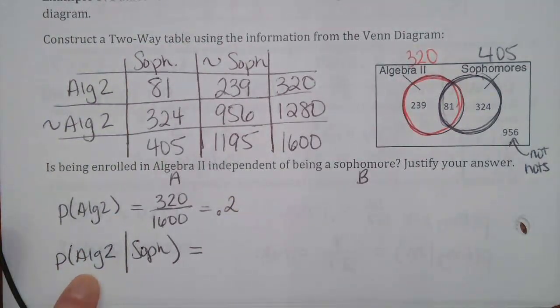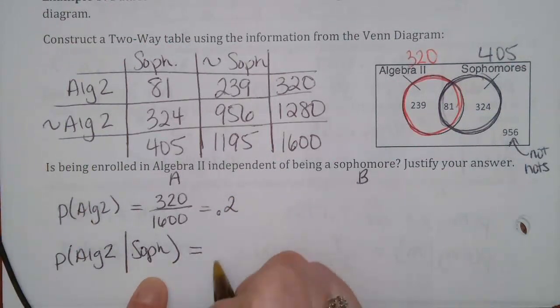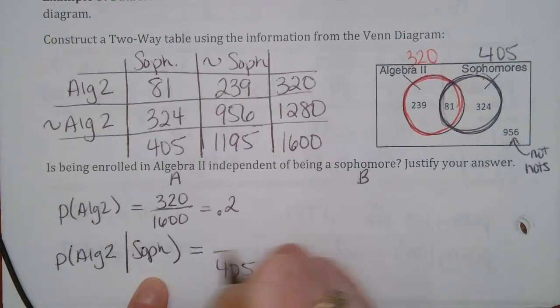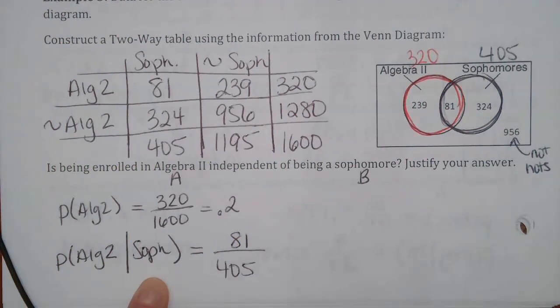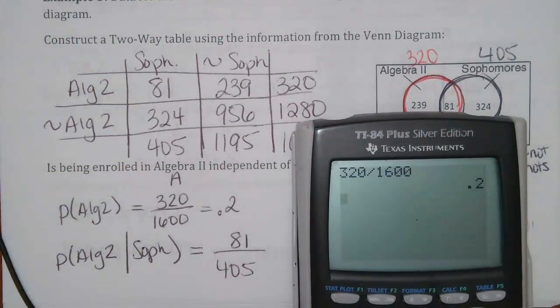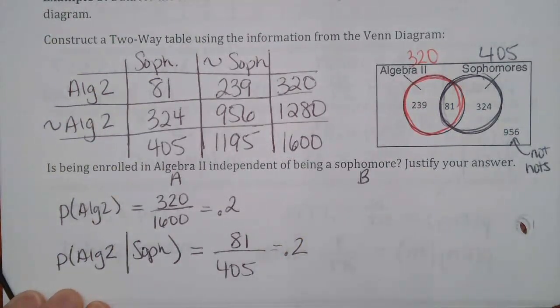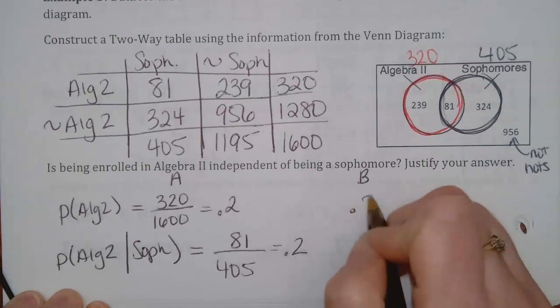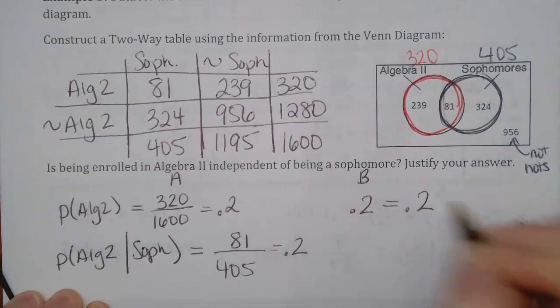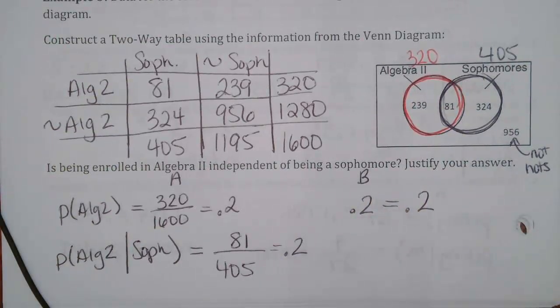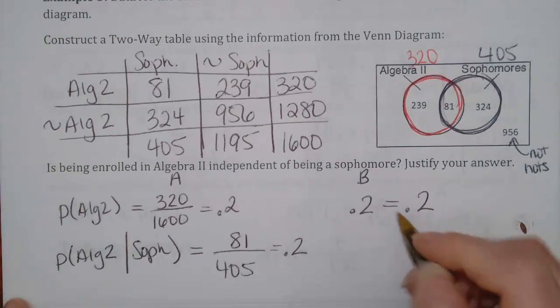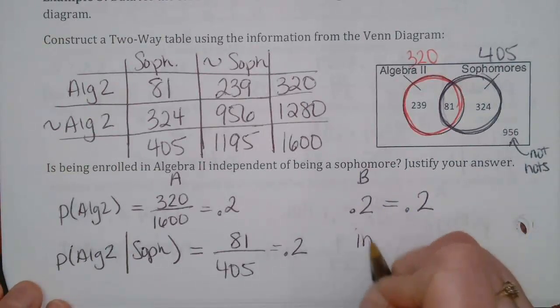Algebra 2 given they're a sophomore. So there are 405 sophomores. Out of that, 81 of them are in Algebra 2. 81 out of 405 is also 0.2. How exciting is that? So that means they're independent. Being a sophomore and being in Algebra 2, no bearing on one another.